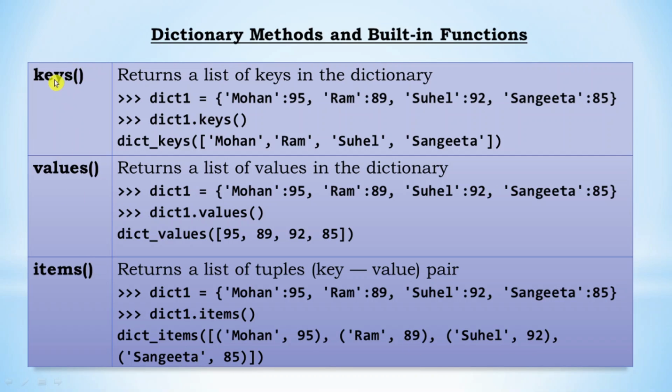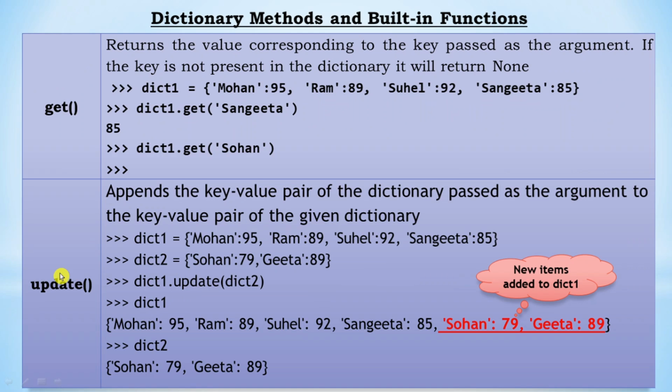In order to display the keys, we have to use the keys function, and to return values, we have to use the values function, and to return both keys and values, we can use the items function. The next function, get, returns the value corresponding to the key passed as argument. For example, dict1.get Sangeeta. The value of Sangeeta here is 85, so 85 is displayed. If that specific key does not exist in that dictionary, no output will be displayed.